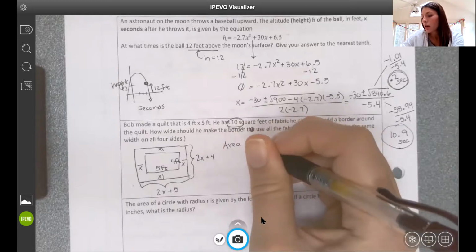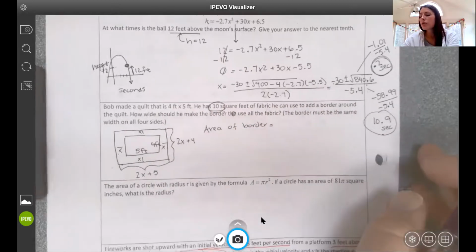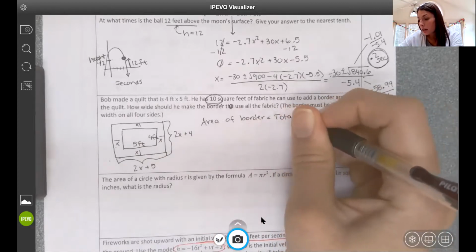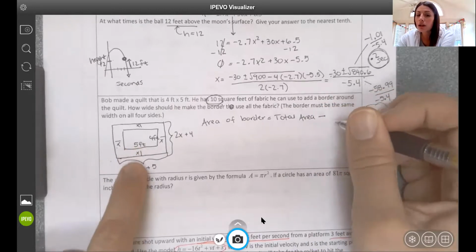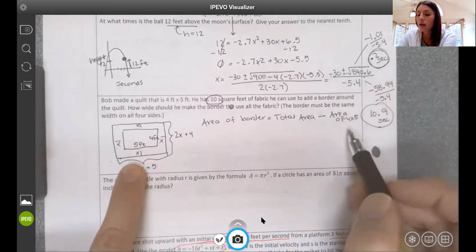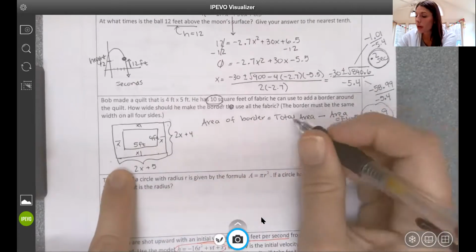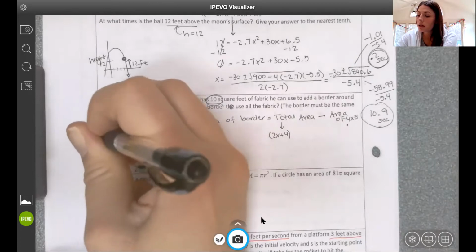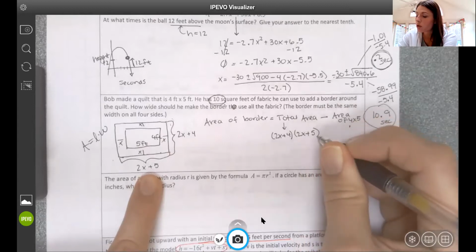So the area of the border, we can write an equation for by taking the total area of the new quilt and subtracting the inner 4 by 5 rectangle that's in the middle, okay? If I look at this entire quilt now with the border on, that total area is length times width, so we have 2x plus 4 times 2x plus 5.